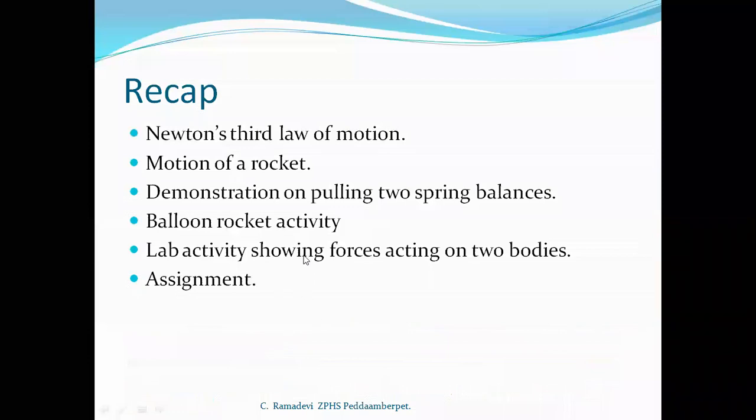Now we take a recap of the class. Newton's third law of motion states that every object exerts a force on the other, and the other object also applies a force equal in magnitude and opposite in direction. We have seen the motion of a rocket, demonstrated the pulling of two spring balances, and the balloon rocket activity in this lab activity showing forces acting on two bodies. Now we are going to take an assignment.